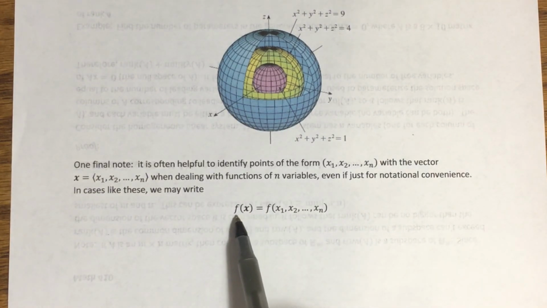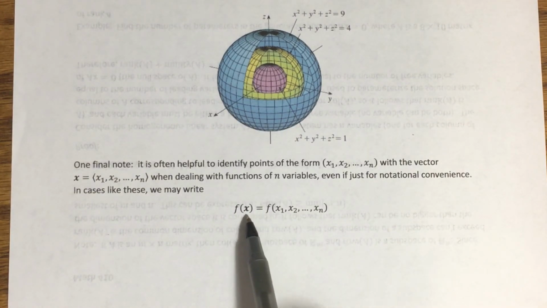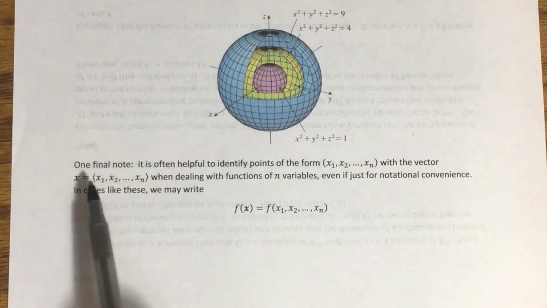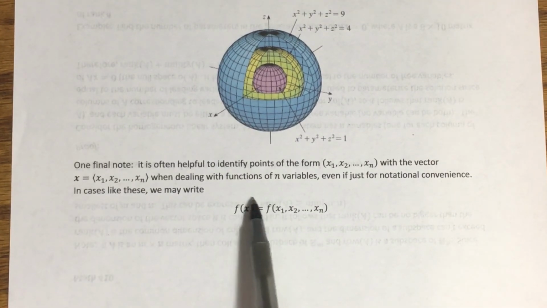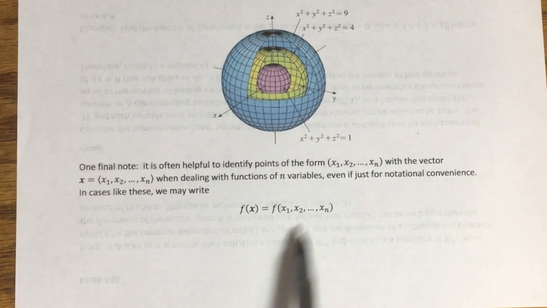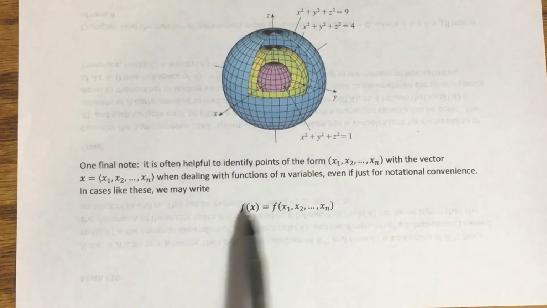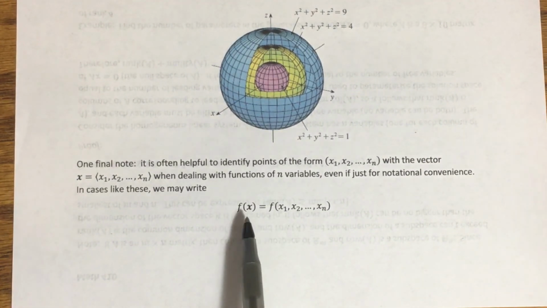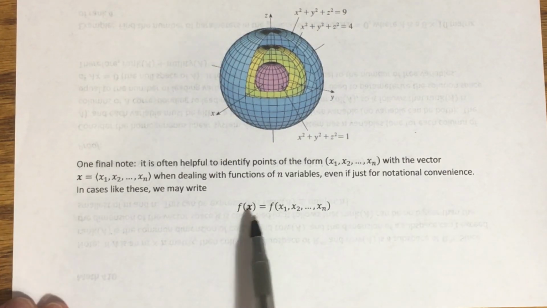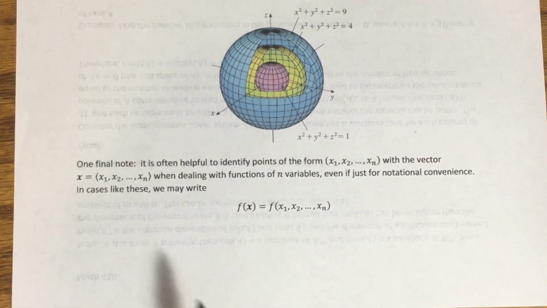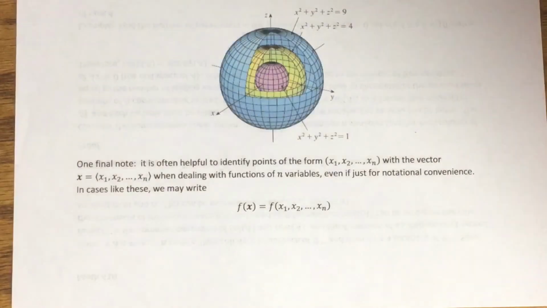So if I wanted to talk about a function of n variables, but I've identified these ordered n tuples with a vector, this is just shorter to write than this is. So again, it's about notational convenience, and there's some other benefits to this that we'll see later on. No examples that I want to do with this, just want to introduce the notation to you. Okay, that's it for 14.1.